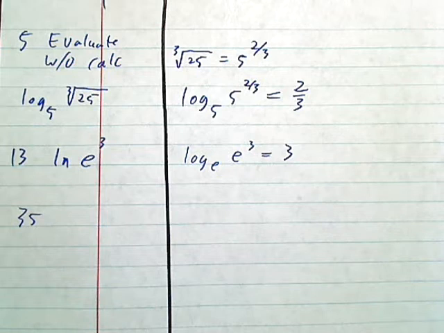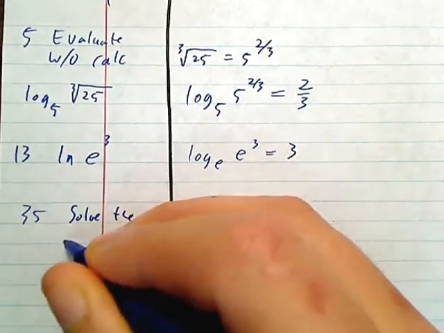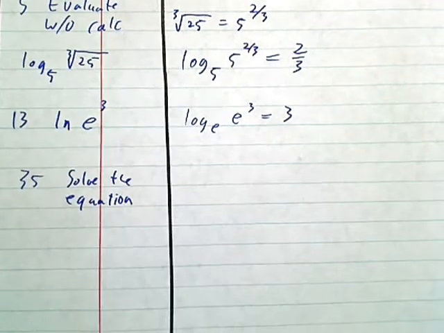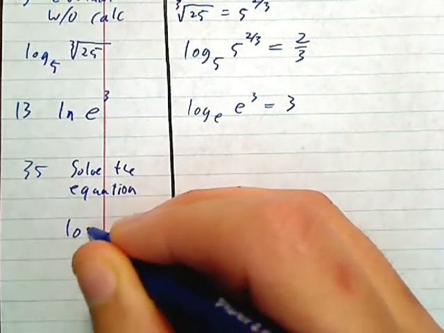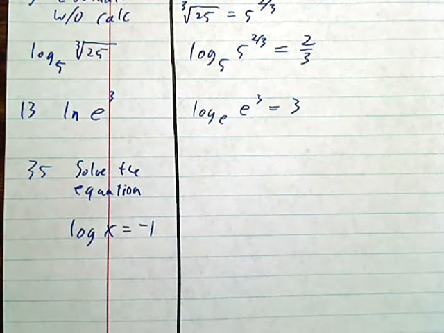Number 35 is an equation to solve. 35 says solve the equation, and it goes on to say by using exponential form, but there's no other way to do it, so solve the equation is efficient for me. So the log of x equals -1. I want to solve this, and the instructions are to say that I'm switching it to exponential form. So I would advise you to do that. Think about what the base is, and go ahead and try that out. I'll be back with you in a second.